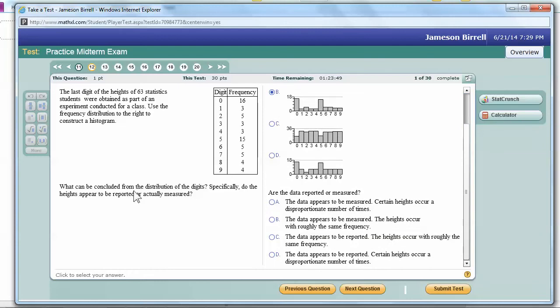What can be concluded from the distribution of the digits? Specifically, do the heights appear to be reported or actually measured? So reported is when you ask one of the students and say, you know, how tall are you? And they say, I'm 5'3". And then you say, okay, well, first of all, convert that to inches. And let's see, how tall are you then again? You're 63. So the digit in the ones place is a 3, so you'll go right here, okay?